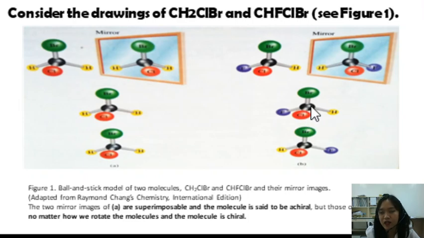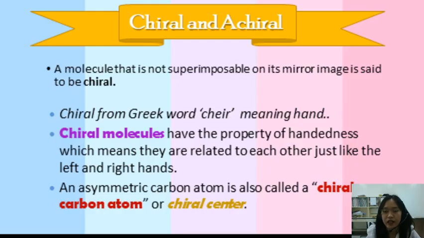Meaning, this carbon atom is a chiral carbon atom. So, it is not superimposable, and that means this molecule, or this compound, is a chiral type of compound. Okay, next.